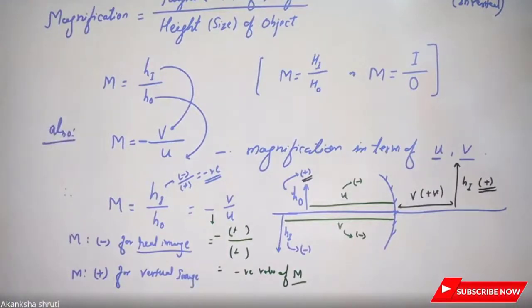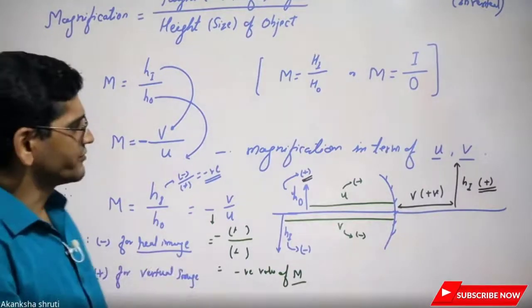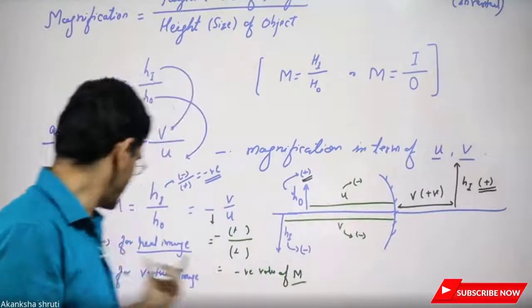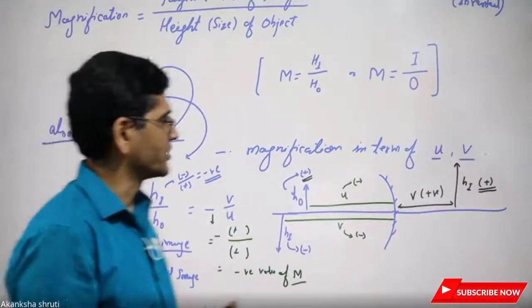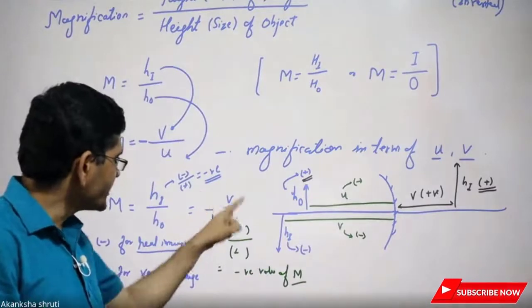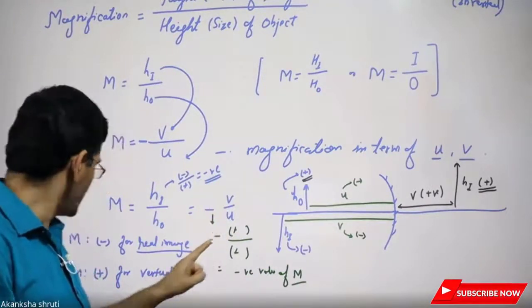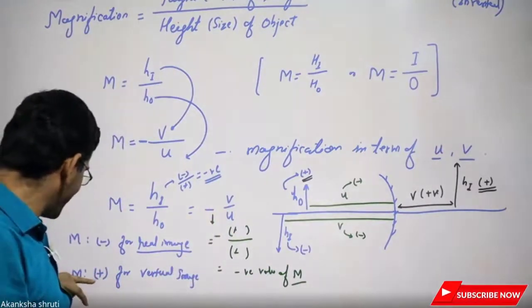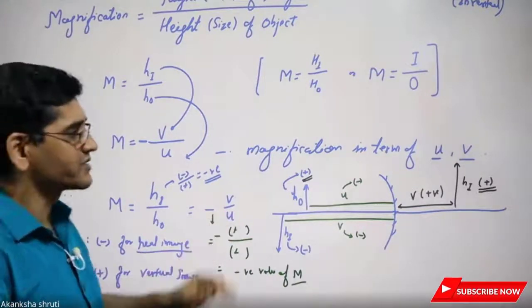Keep in mind, irrespective of whether it is concave or convex, this sign you will get in the same order. Also, even by considering this minus of V by U, we can predict that this magnification will be positive. Let us see that in terms.